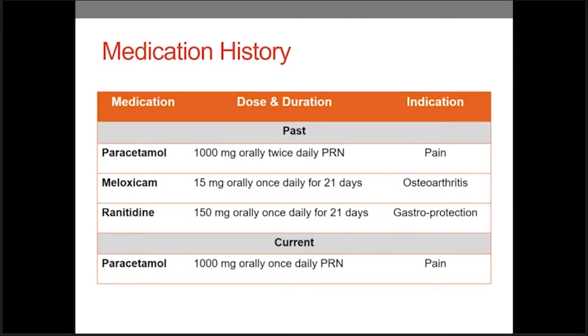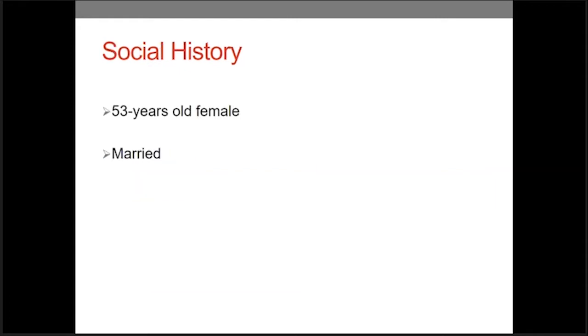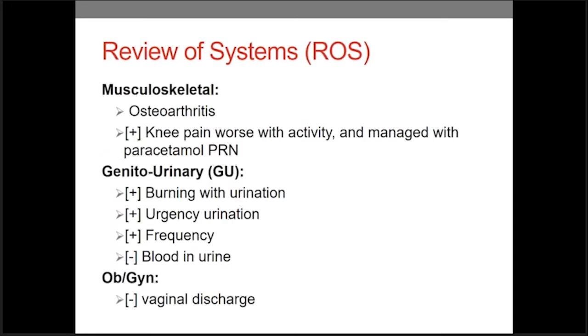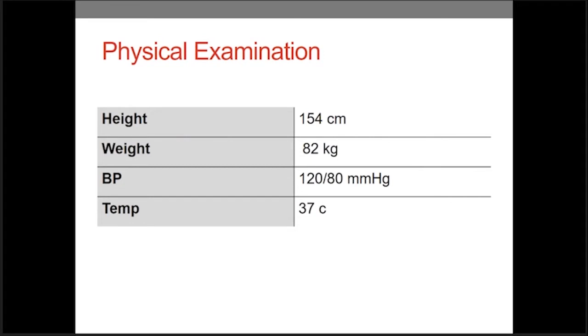Her social history: she is married. The review of systems revealed positive knee pain, worsening with activity, which she manages with paracetamol PRN. The genitourinary review revealed positive burning on urination, positive urgency and positive frequency. There is no blood in the urine and no vaginal discharge. Her physical examination was mostly normal, and there were no lab results at the clinic when she came.